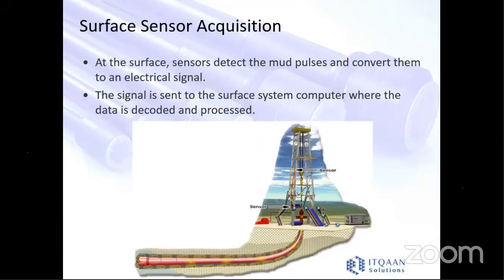Okay, the fifth. After the MWD starts sending the signal uphole, we have the surface sensor, as shown in the picture, either in the manifold or top of the standpipe, wherever. Okay, so the sensor starts collecting the data coming from downhole, and then the signal is sent to the surface system computer, where the data is demodulated, decoded and processed.